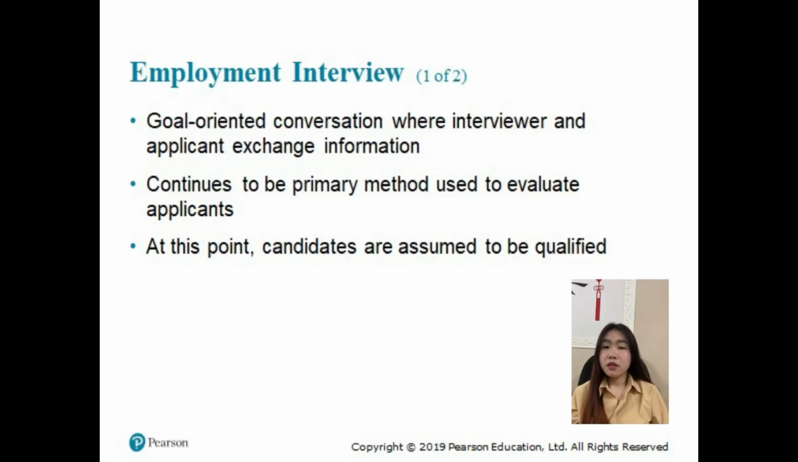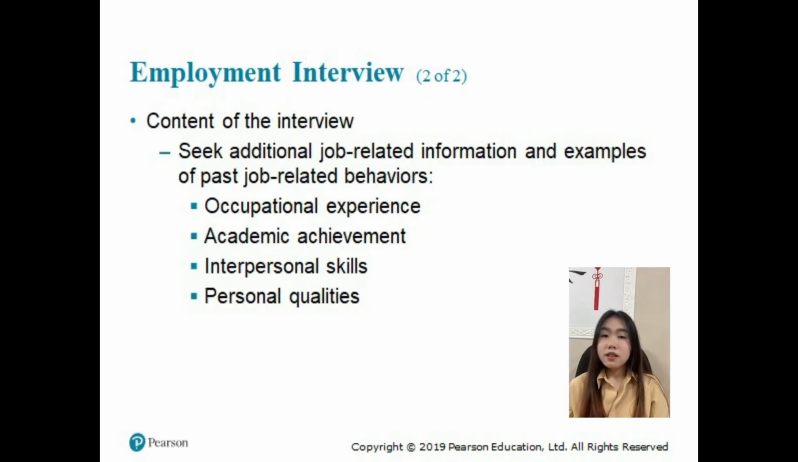The employment interview is a job-focused conversation in which the interviewer and applicant exchange information. The traditional employment interview is still important, however, because the applicants who reach this stage are seen as qualified, at least on paper, and the employer wants to meet a potential employee face to face. The last one I will present is about the content of the interview.